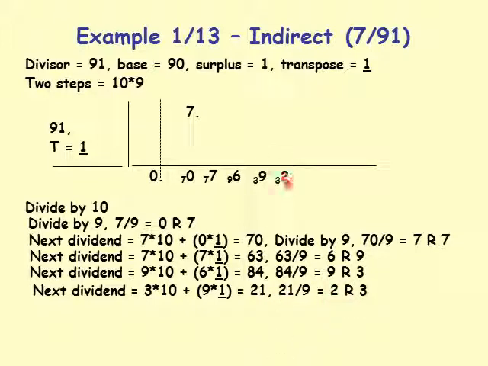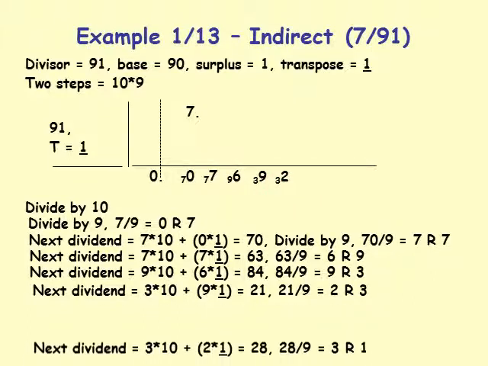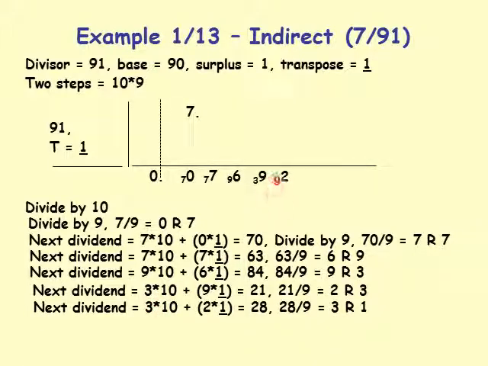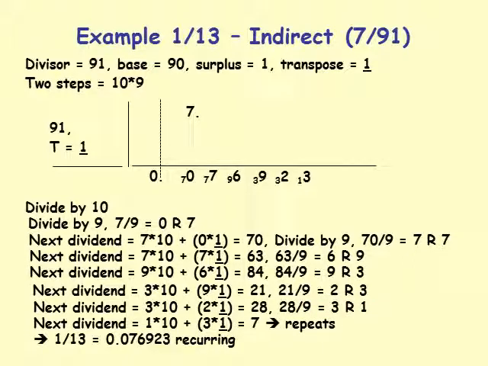Let's continue. 2 remainder 3. Okay, next dividend is 3 times 10 plus 2 times negative 1. 28. 28 divided by 9 is 3 remainder 1. Okay? 3 remainder 1. Let's continue here. Next dividend is 1 times 10, 1 being the remainder, plus 3 times negative 1, which is 7, which started with 7, so it comes back with 7, repeat. So that means 1 over 13 is 0.076923 recurring.